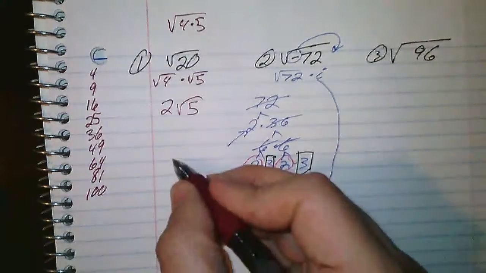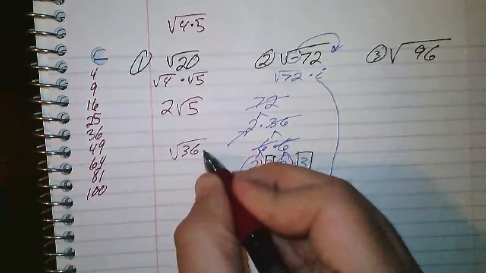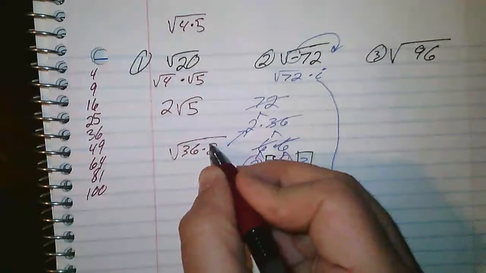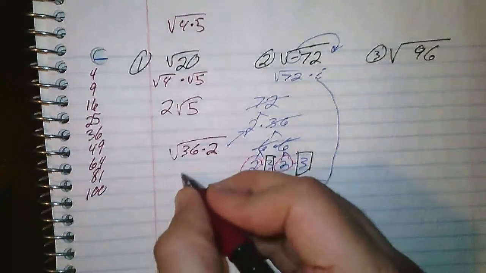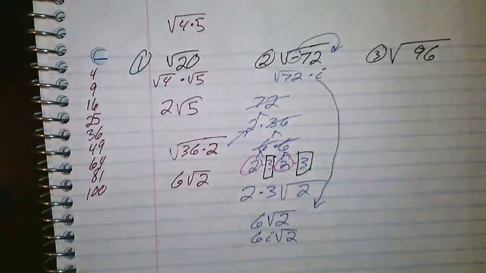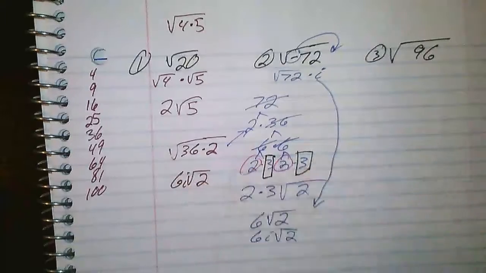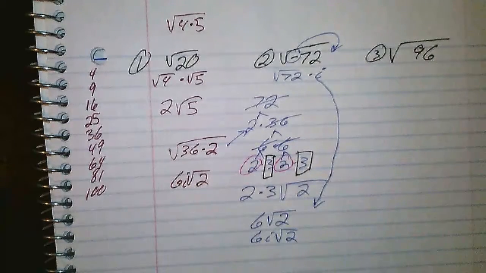So this would have worked out as 36 times 2. 36 being the biggest perfect square that goes into 72. The square root of 36 is 6, so that would reduce to 6i root 2 either way. We can look at one more.